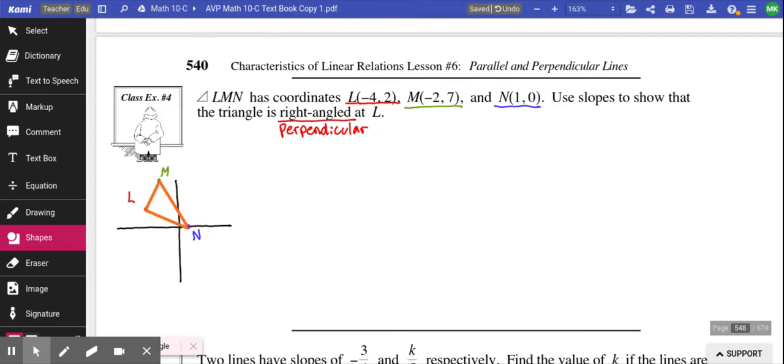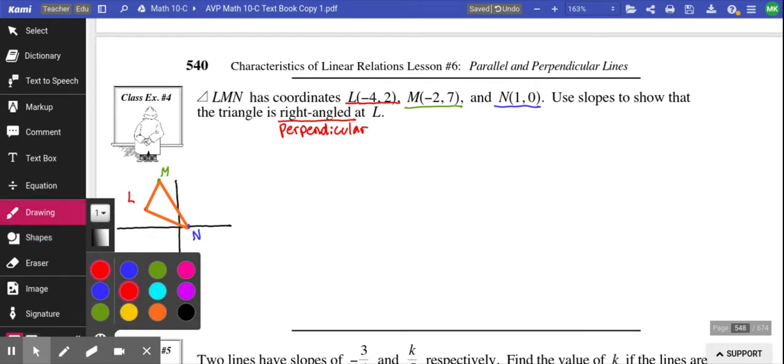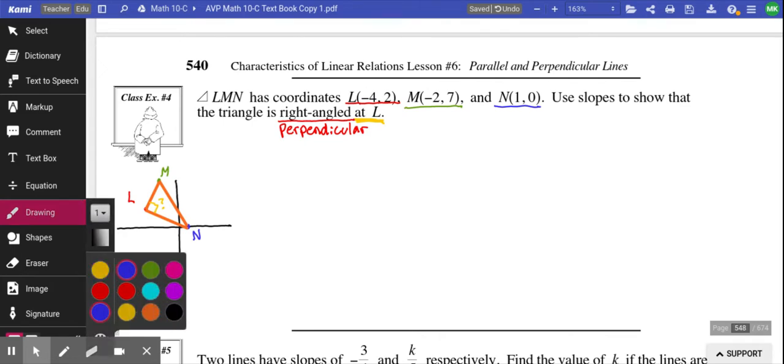The question is, is that a right angle triangle? To tell if it's a right angle triangle, just looking at the graph quickly, you can kind of tell it might be a right angle right there. And it told you to use slopes to show it's right angled at L. To prove if something is a right angle or not, we need to compare the slopes.